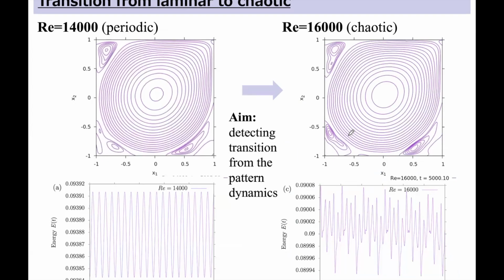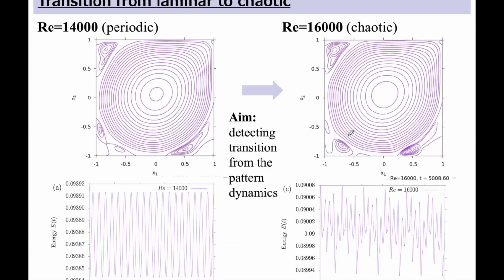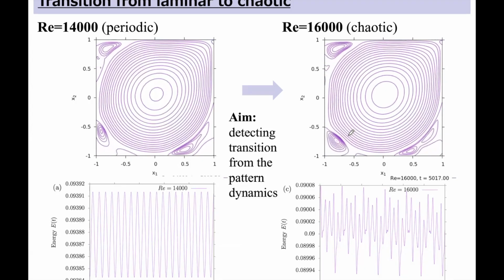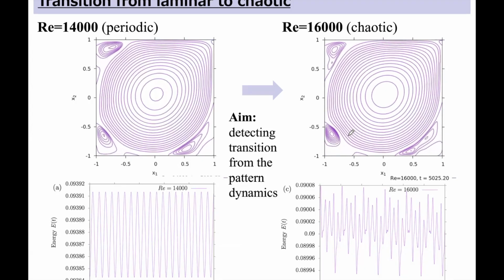So here, this is a time evolution for the Reynolds number 14,000. As you can see, the topological changes are observed in the three corners. But when we observe the energy of this evolution, the energy oscillates periodically. This indicates that this is a periodic motion in the physical sense.